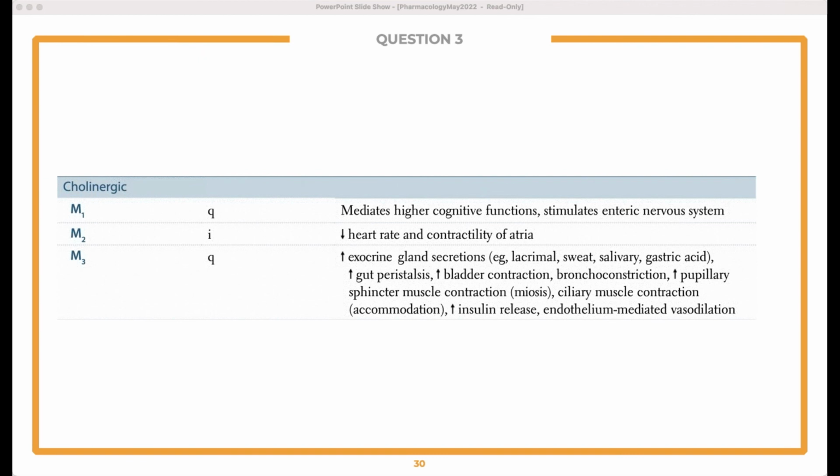Now, if you look at M1, M2, M3, and in the next column, you see what subtype of G protein coupled receptors they are, and it's QIQ going up, down.